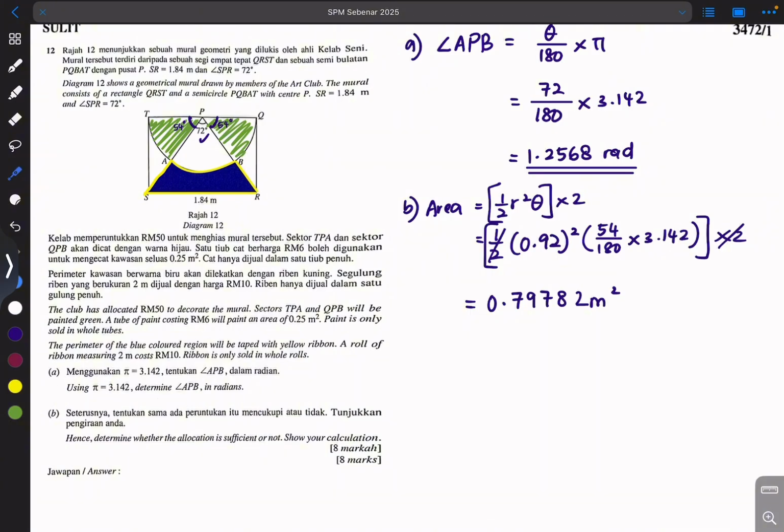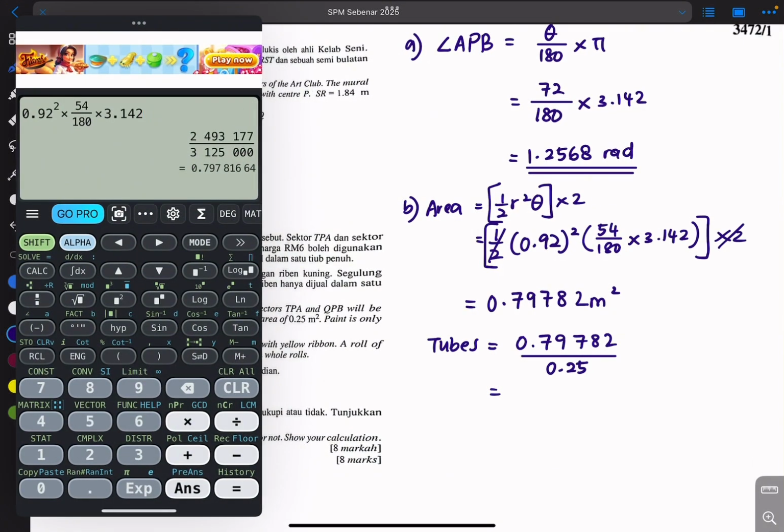The paint is sold in tubes. One tube is 6 ringgit. So how many tubes do we need to paint this much area? One tube can paint 0.25. So to find the number of tubes, we divide 0.7978 by 0.25, and we'll get the number of tubes.